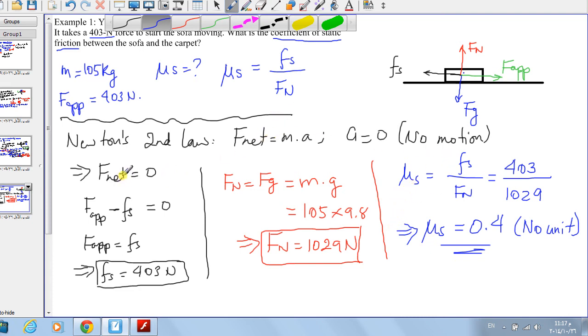So we applied Newton's second law. We applied the equations along the y and the equation for the coefficient of static friction. All those equations together, 1, 2, and 3, lead to find whatever the quantity that we need to find. All right.